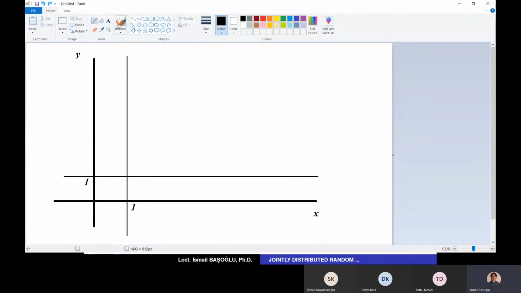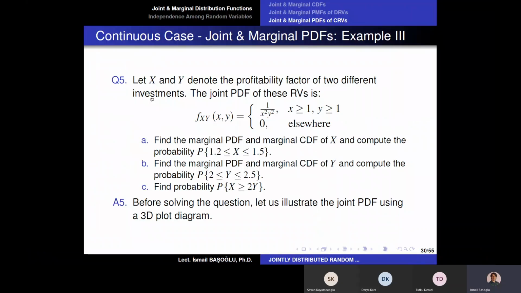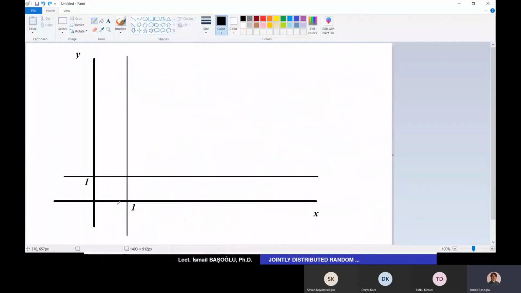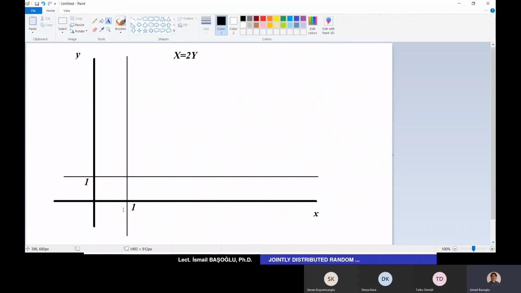Now the question asks: what is the probability of x being greater than or equal to 2y? X is supposed to be greater than or equal to 2y. So let me draw the line of the function where x is equal to 2y. For example, when x is 0, y is going to be 0. And when x is equal to 2, y is going to be equal to 1. So if y is equal to 1, x is equal to 2.